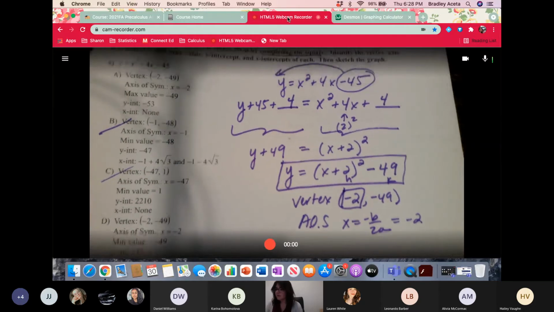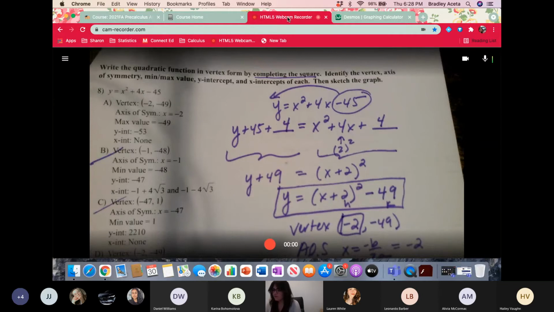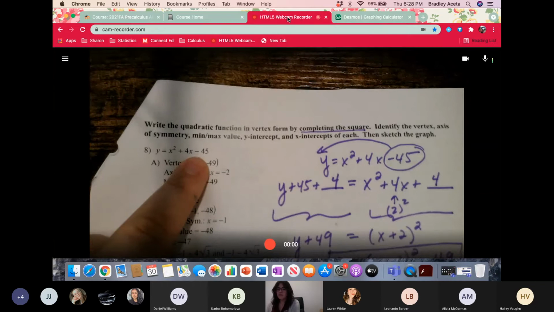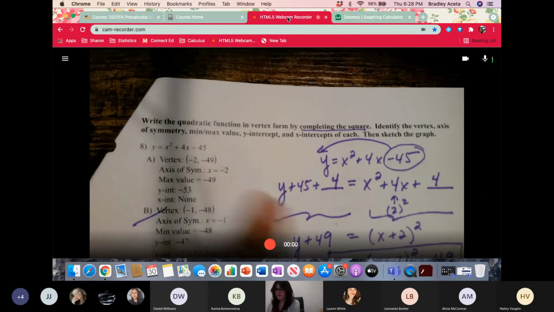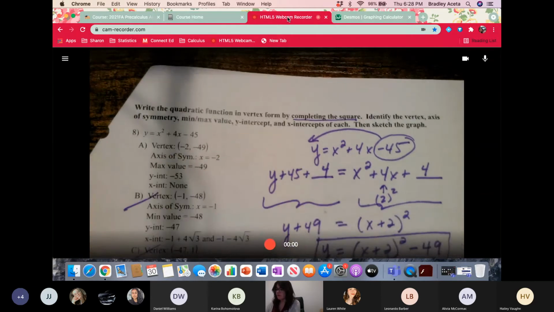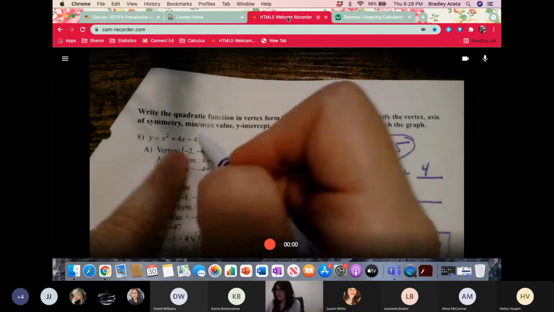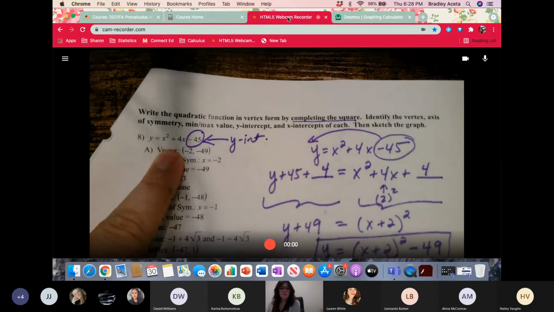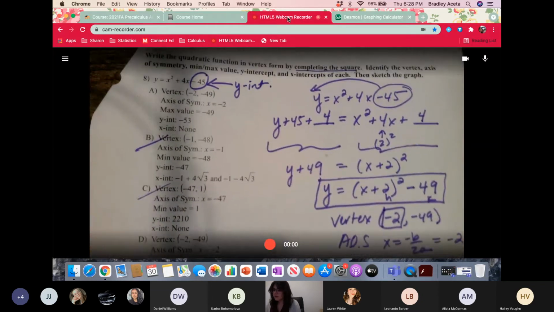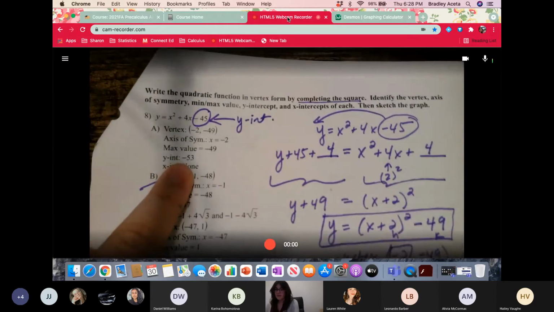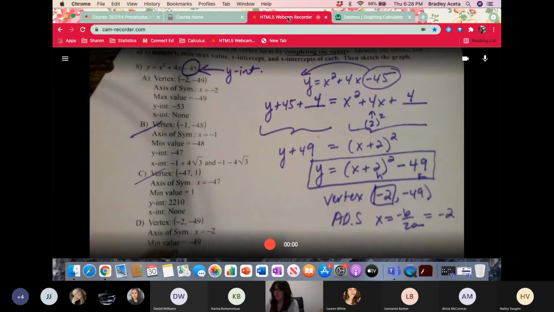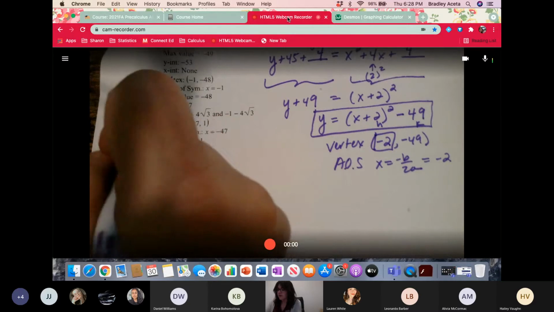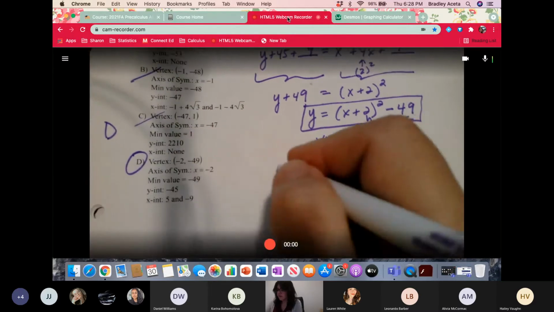So now, okay, what are we going to do now? Well, we're going to identify, let's say, the y-intercept. The y-intercept is best to identify from the foiled out version, not from the vertex form. This right here, it's your y-intercept, -45. So that helps me out here because this says it has a y-intercept of -53, and this one has the -45. So I know the answer is going to be D.